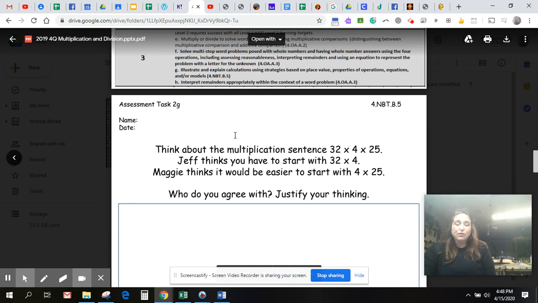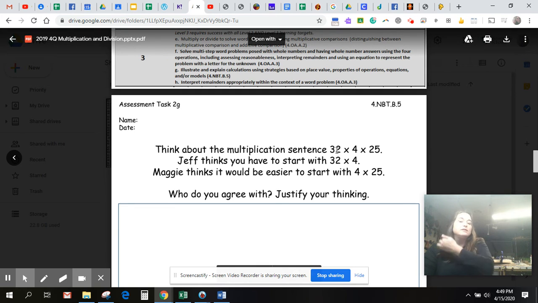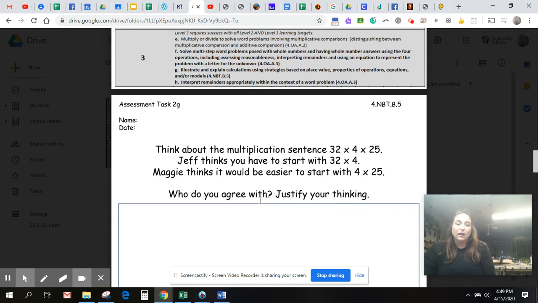So let's go through this one more time. And as I do this part, we're going to be answering our questions in our Edpuzzle. So think about the multiplication sentence 32 times 4 times 25. Jeff thinks you have to start with 32 times 4. Maggie thinks it would be easier to start with 4 times 25. Who do you agree with? Justify your thinking. So right now, I want you to answer, who do you agree with?